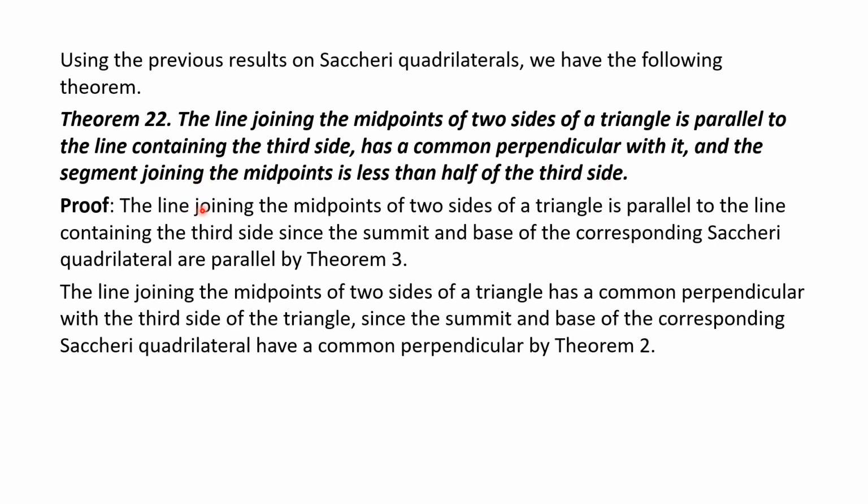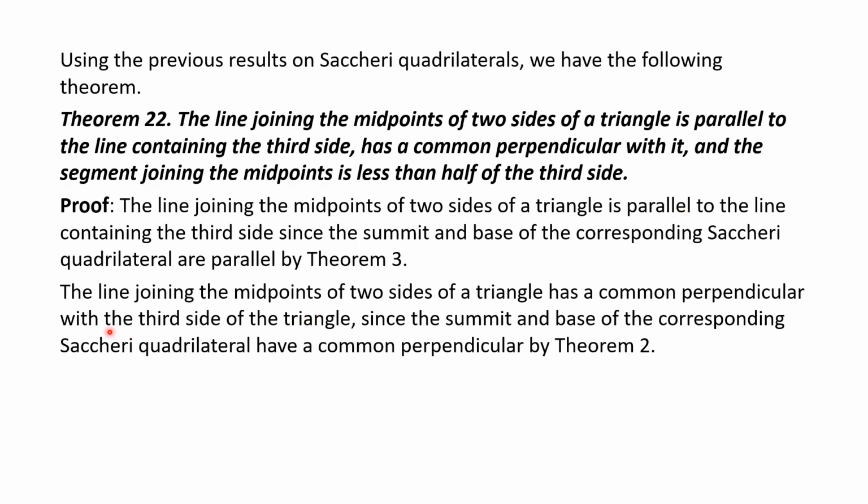So let's look at a proof here. The line joining the midpoints of the two sides of a triangle is parallel to the line containing the third side, since the summit and base of the corresponding security quadrilateral are parallel by theorem 3. So this is from our construction. When we built the security quadrilateral for a triangle, the base of the quadrilateral was the line going through the midpoints of two of the sides, and then the other side of the triangle was the summit, and we know that those two things are parallel from theorem 3.